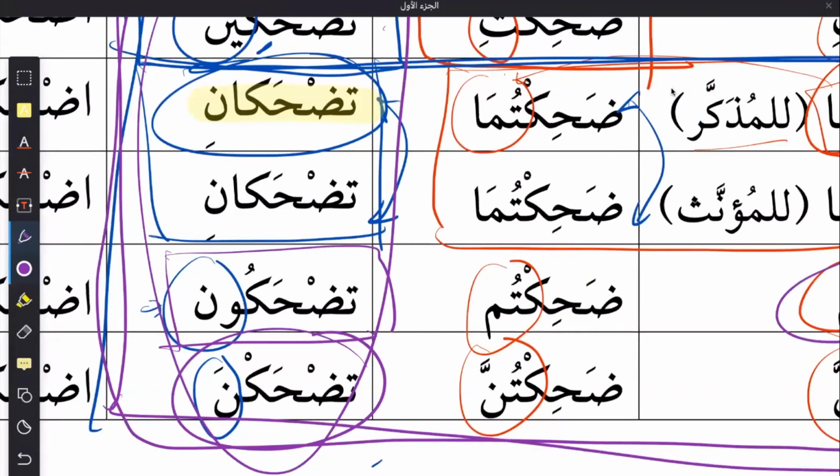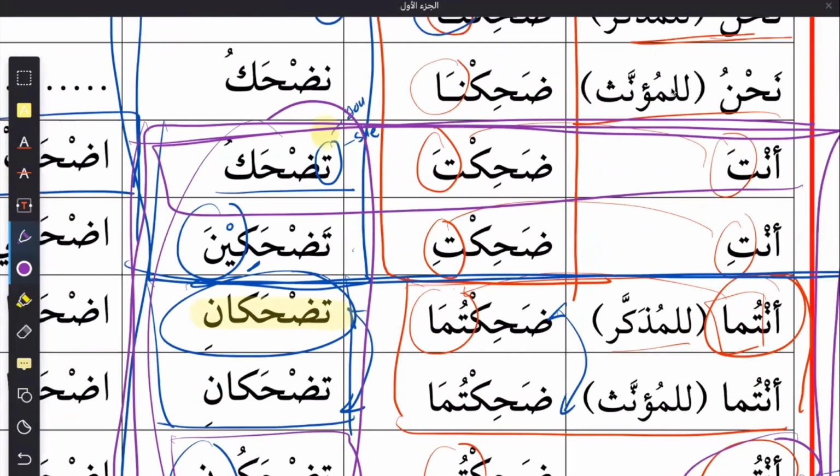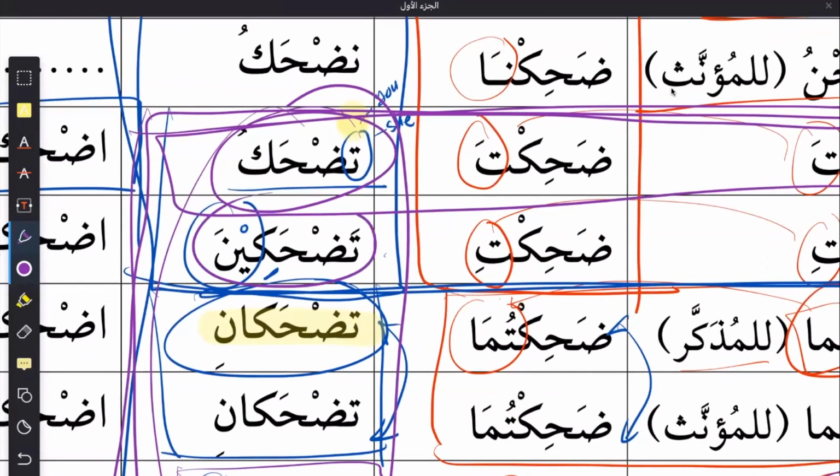Then the question is which present tense verb? Depends on who you are addressing, who you are commanding. If you're commanding singular masculine, you will start with that one. If you're commanding singular feminine, then you say tadhakina. That would be your starting point.